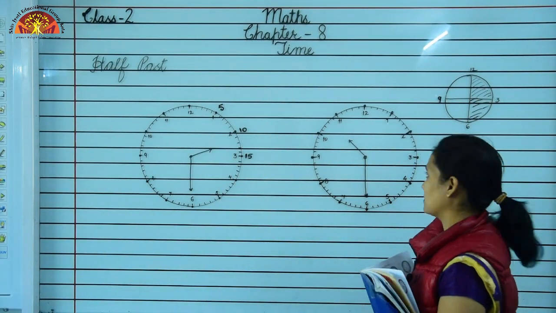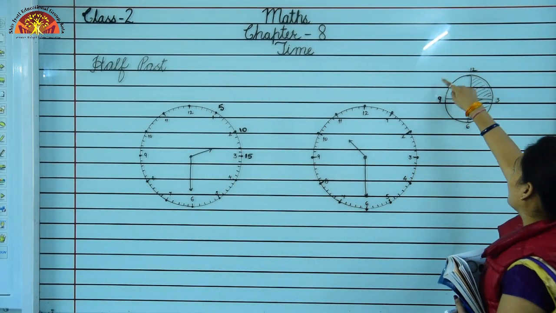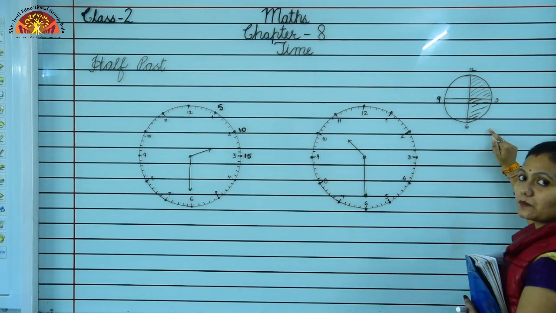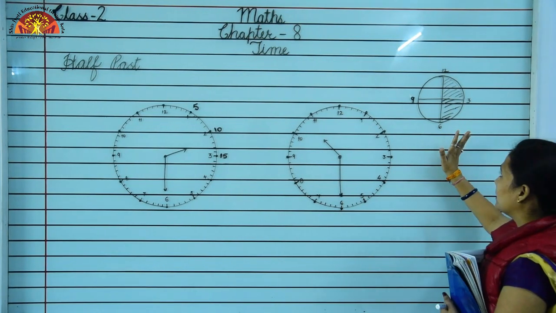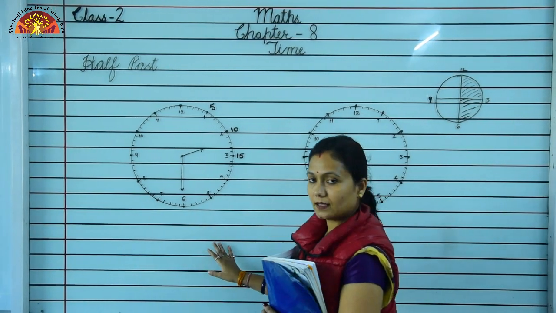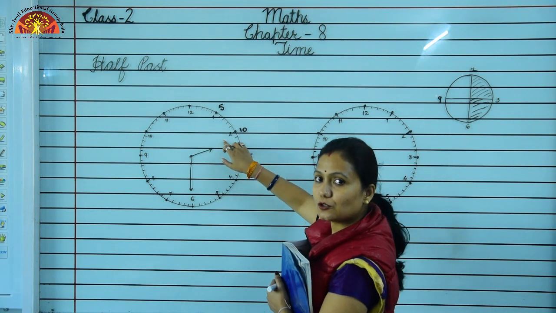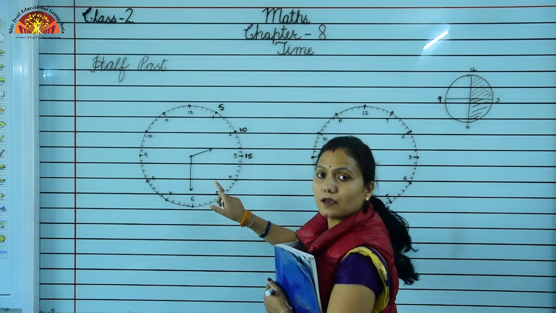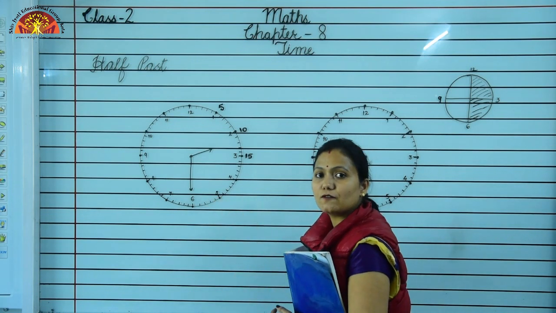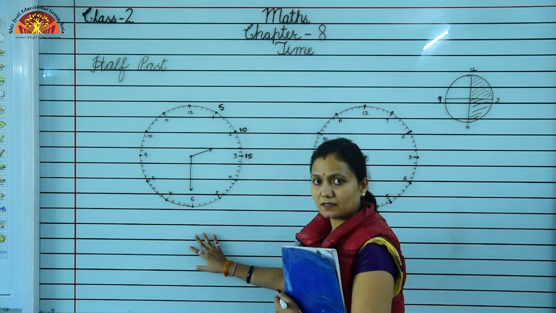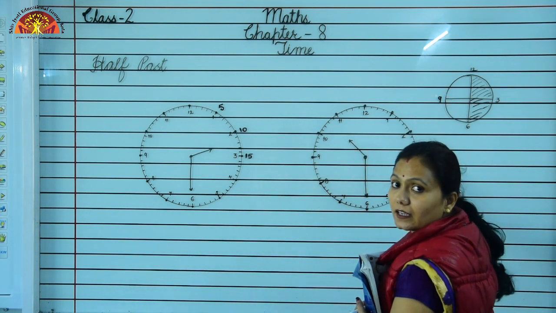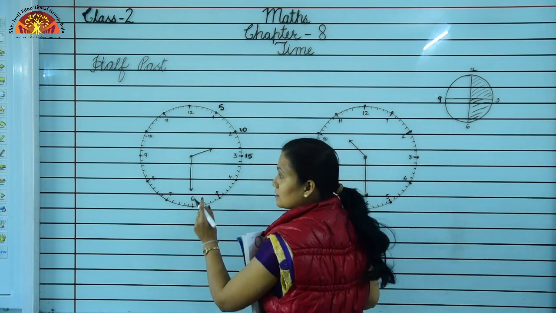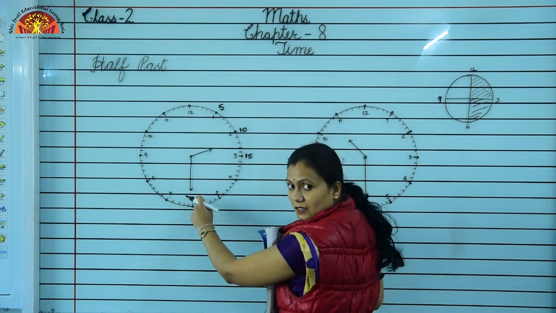Now half past. Here you can see a clock is divided into 2 parts, and this shaded part represents half of the clock. Now look here, the hour hand is in between 2 and 3 and the minute hand is at 6. If the minute hand is at 6, we can say it is 30 minutes, like half, it completed half of the minutes. So the time is 2 hours 30 minutes.